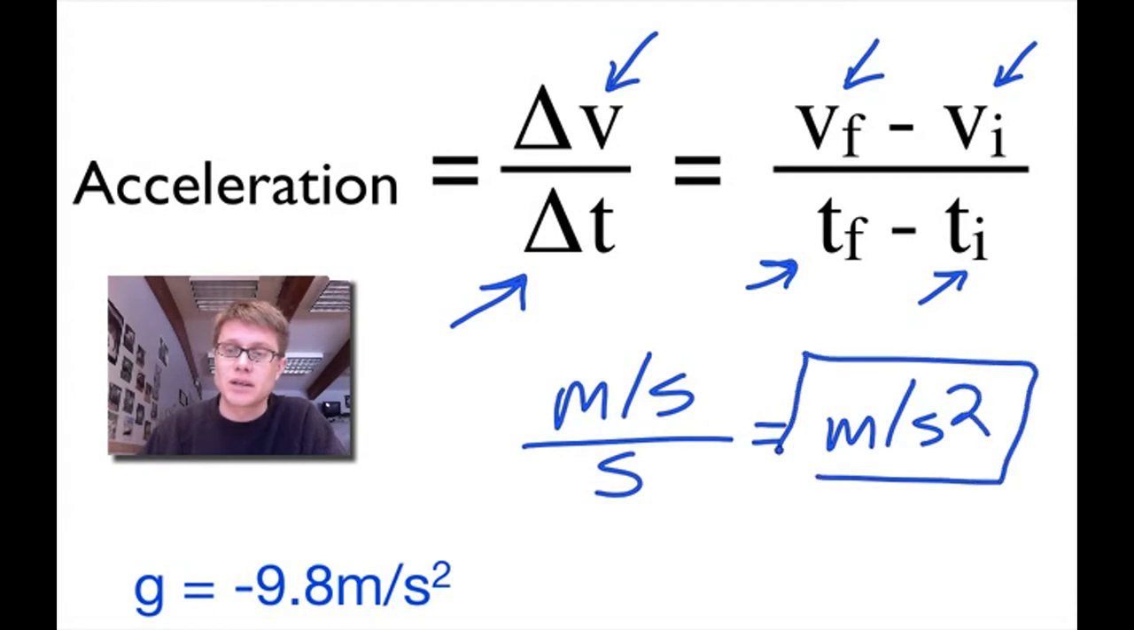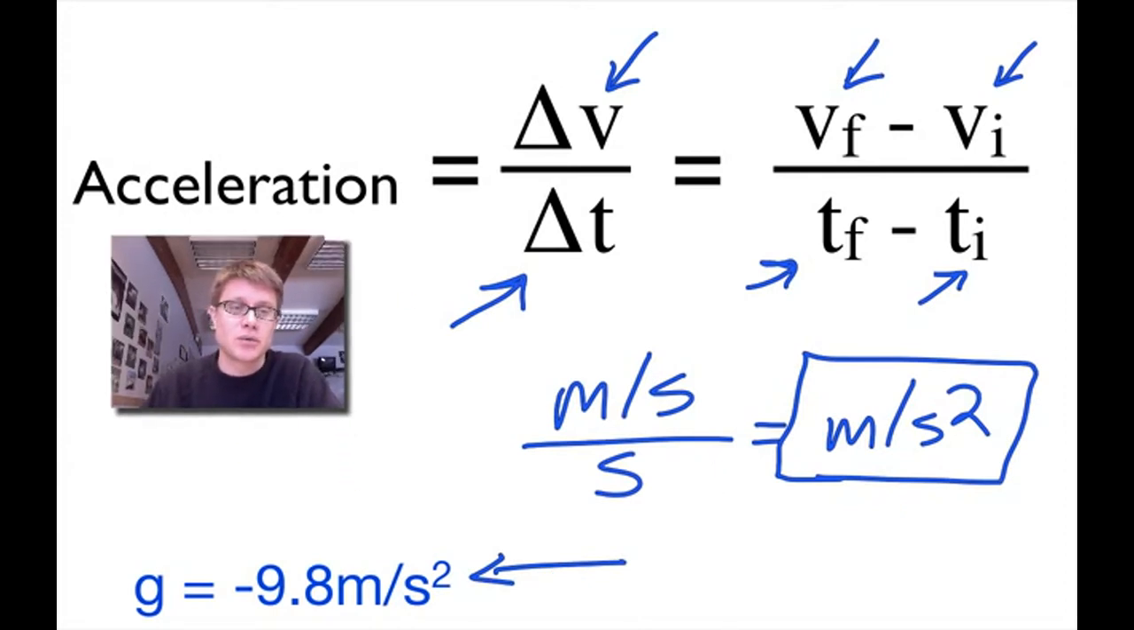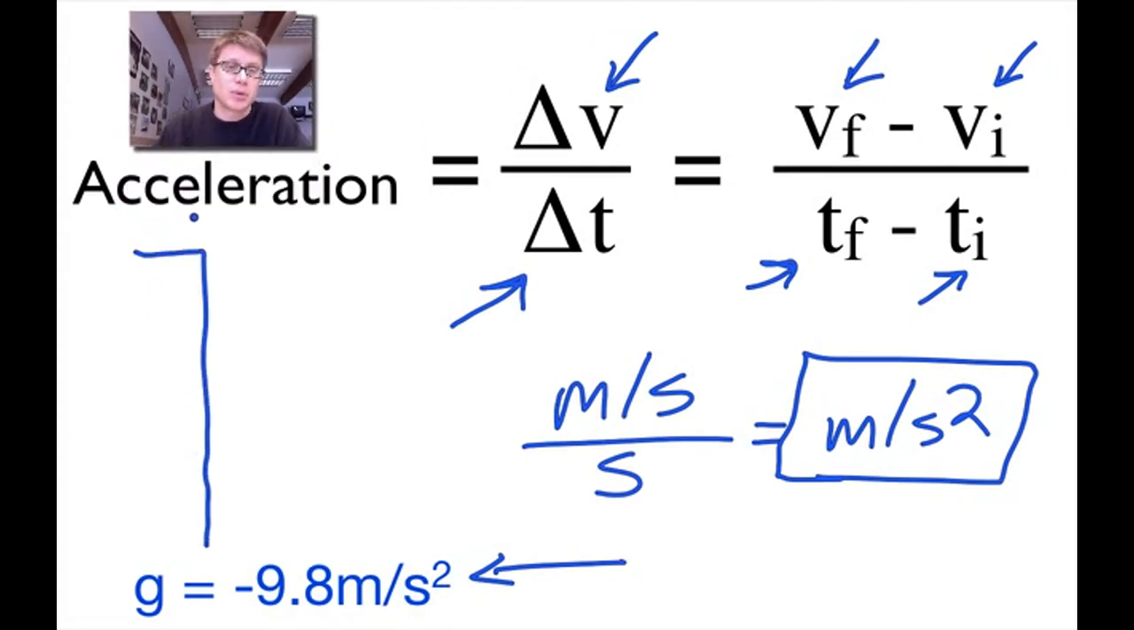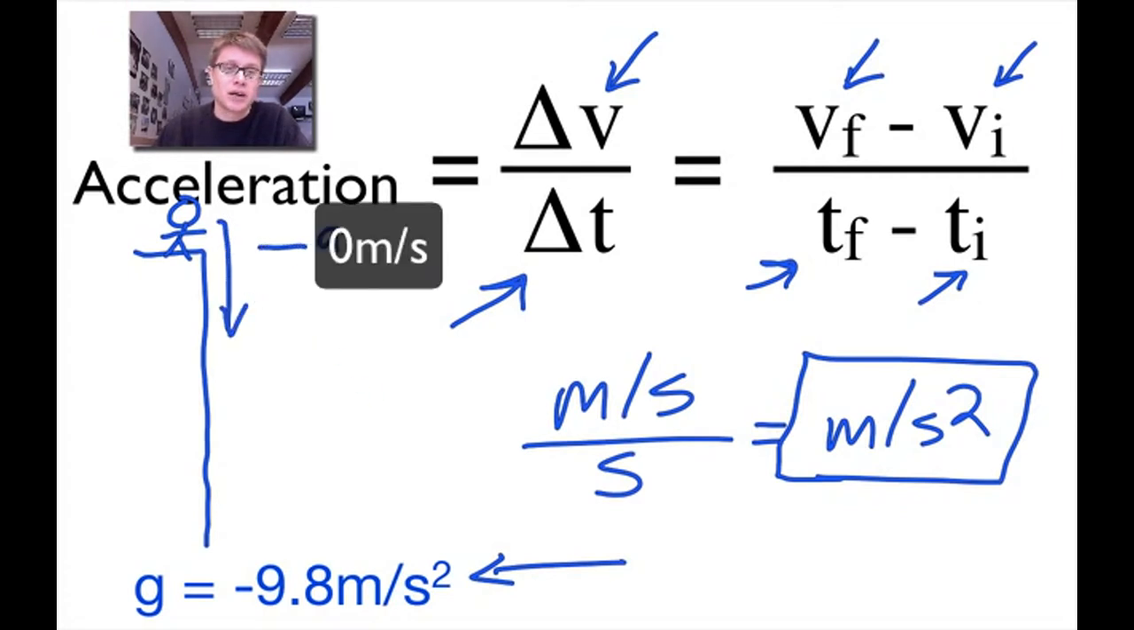Now what's one acceleration that you should learn? This is the acceleration due to gravity. So the acceleration due to gravity is negative 9.8 meters per second squared. What does that mean? If we take a person like this standing at the top of a cliff, and they fall off, at the top, they're going to be going 0 meters per second. But after 1 second, they're going to be going 9.8 meters per second.